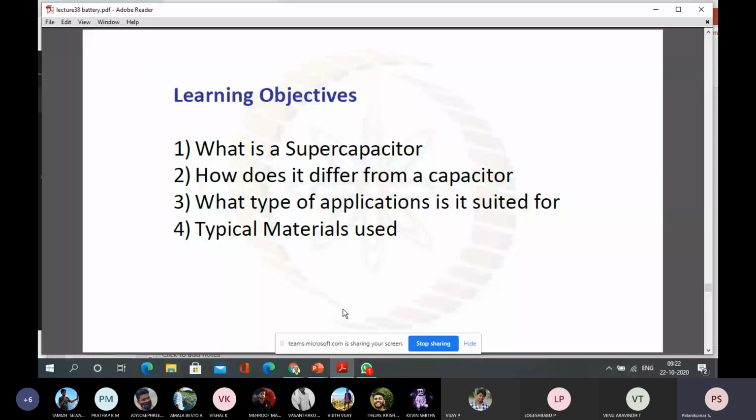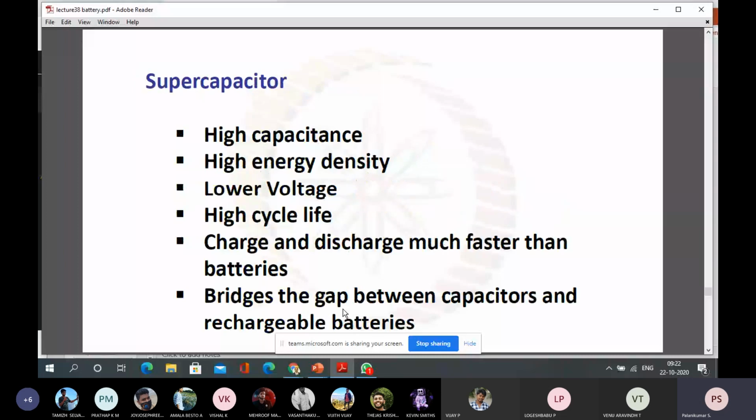As I already mentioned, a supercapacitor has very high capacitance. Because of that, it can store high energy density at lower voltage. It also has a high cycle life. High cycle life means I can charge and discharge more number of times. Charge and discharge is also much faster than in batteries.